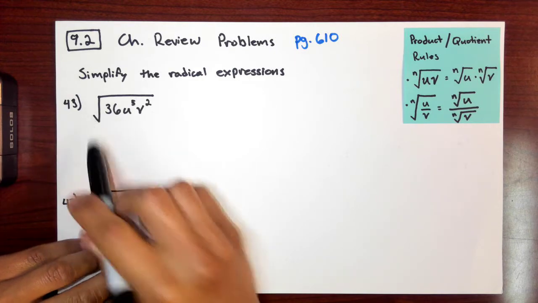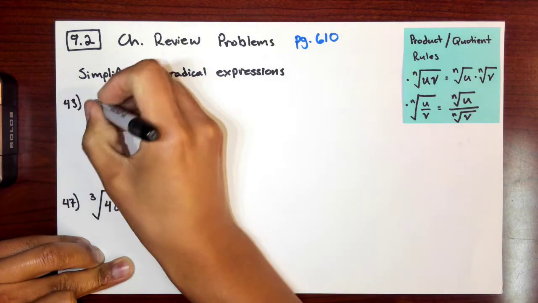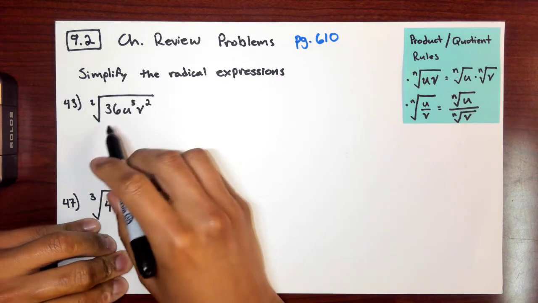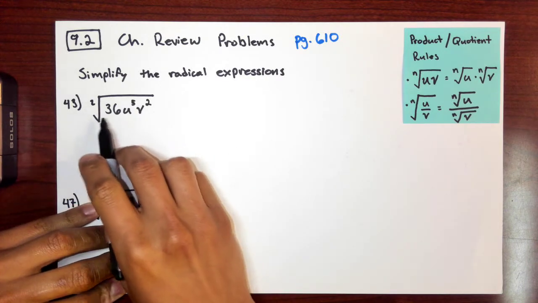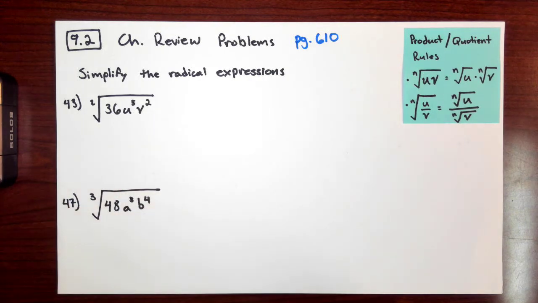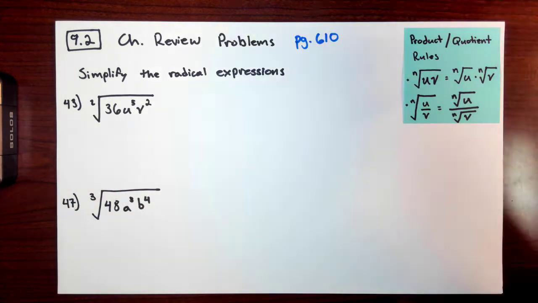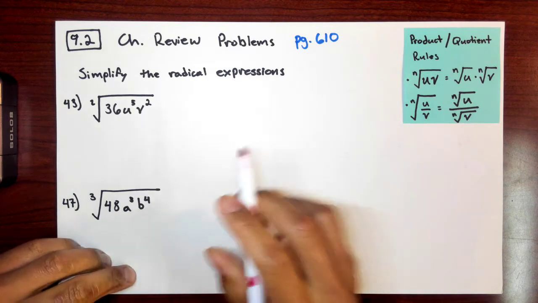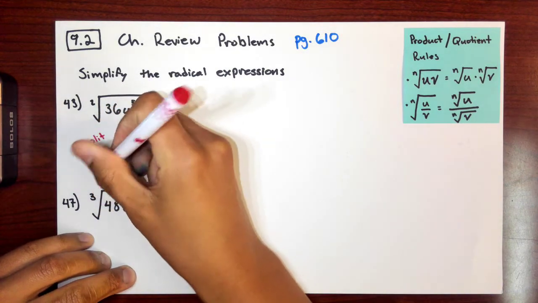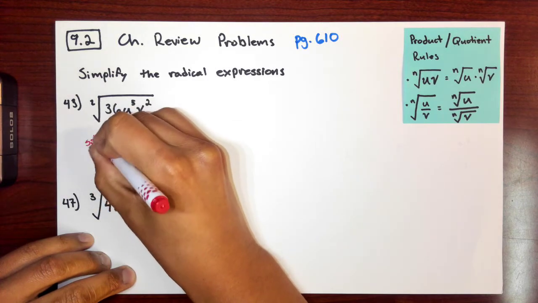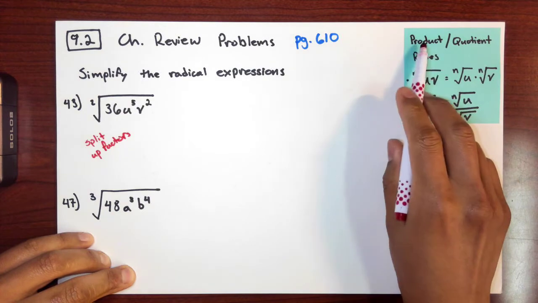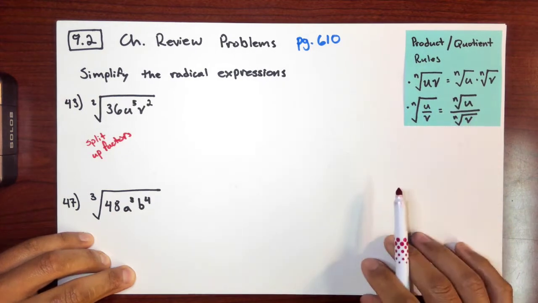Alright, so here we have the square root. Now remember, we don't write the 2 there normally, but this is the square root of 36 u to the 5 and then v squared. So what we want to do is first of all split up all of the factors. That's pretty much the first step that you should always be doing, is to split up the factors. Use the product rule here, and you're going to split up all of these factors.